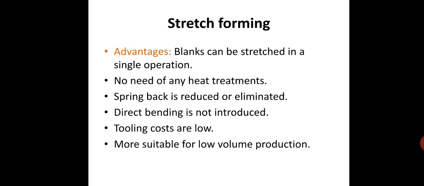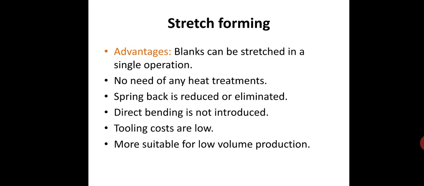And the next advantage is that direct bending is not introduced. The plastic deformation is due to pure tension only. No need for hitting the object or a repeated process. Purely the tension gives the shape of the sheet metal. Here the tooling cost is very low. This type of stretching process is suitable for low volume production. These are all the advantages.